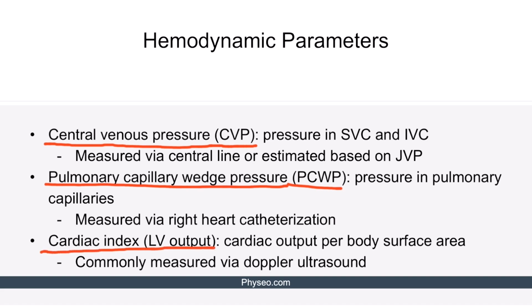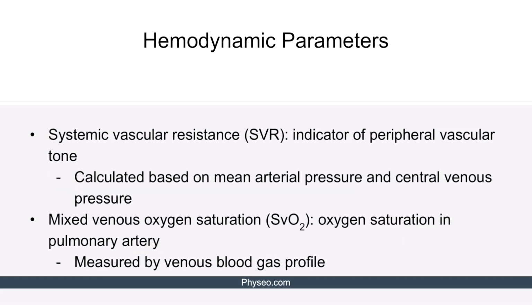And next is the cardiac index. This is the cardiac output per body surface area. And although cardiac index can be measured by various diagnostic modalities, it's commonly estimated via a Doppler ultrasound. Next, we have systemic vascular resistance, or SVR. The whole point of this is to be an indicator for peripheral vascular tone. And it's calculated based on the mean arterial pressure, so MAP, and the central venous pressure, or CVP, which we discussed earlier.